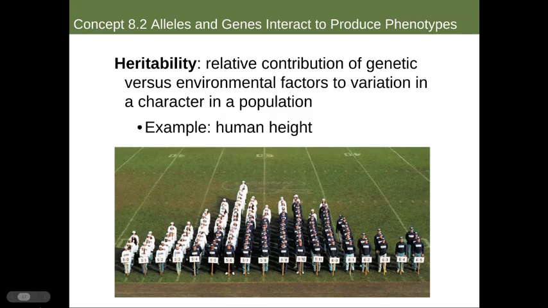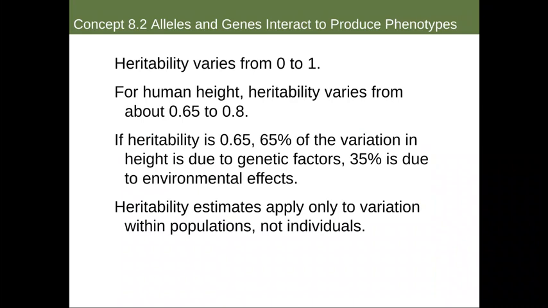So we also have heritability. Okay, this is the relative contribution of genetic versus environmental factors to variation in a character in a population. So the good example of this is height. If we were to measure the entire school, this is what we would generally see as well. We're going to see this kind of bell-shaped curve here, where we have a few very tall individuals over here and a few very short individuals over here.